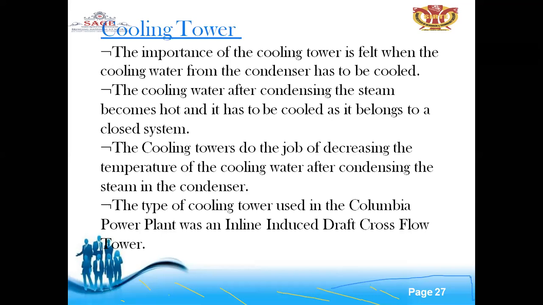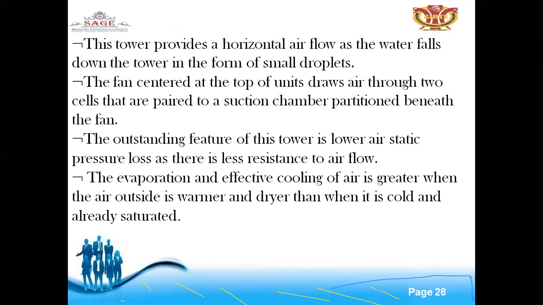The type of cooling tower used in the combustion power plant was an inline induced draft cross flow tower. So all the cooling towers used in the combustion power plant are of induced draft type. And this tower provides a horizontal air flow as the water falls down the tower in the form of small droplets. The fan centered at the top of the units draws air through two cells, which are then paired to a suction chamber partitioned beneath the fan.